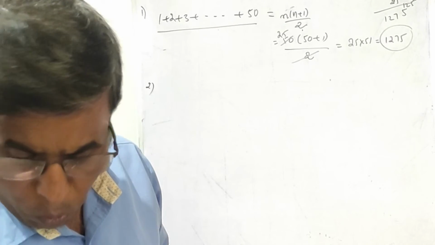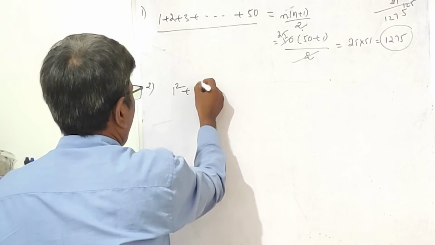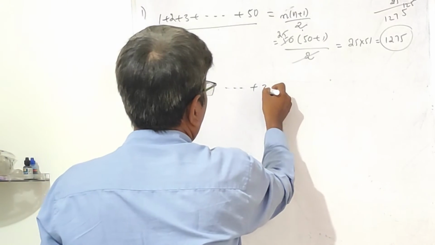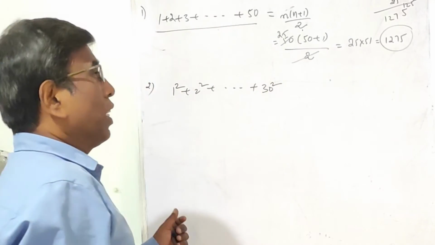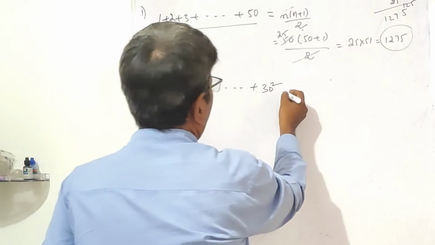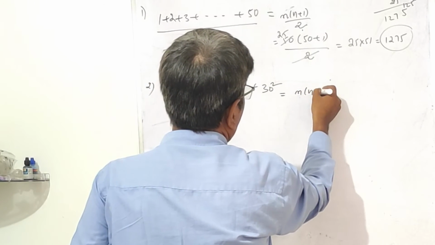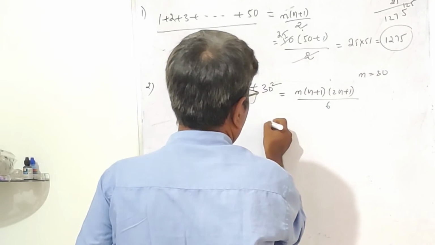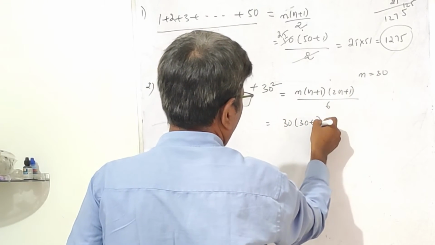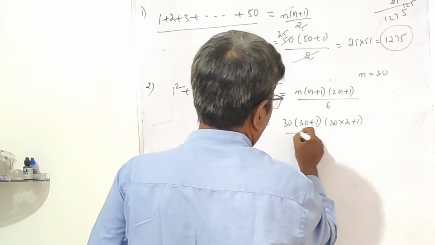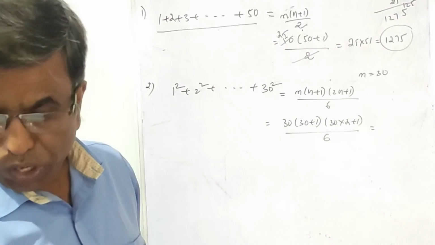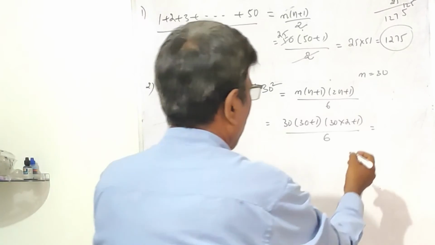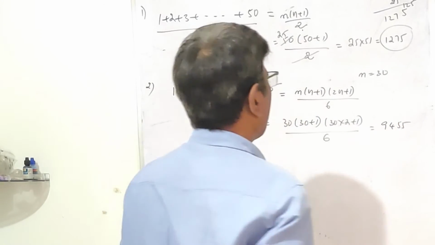Suppose 1 square, 2 square, and so on up to 30 square is given to you. So it is the sum of the squares of 30 natural numbers. This can be taken as the formula: n into n plus 1 into 2n plus 1 by 6. N must be 30. If you take 30 into 30 plus 1, into 2 times 30 plus 1, by 6, after simplification we will get this value as 9455. This is the simplification.